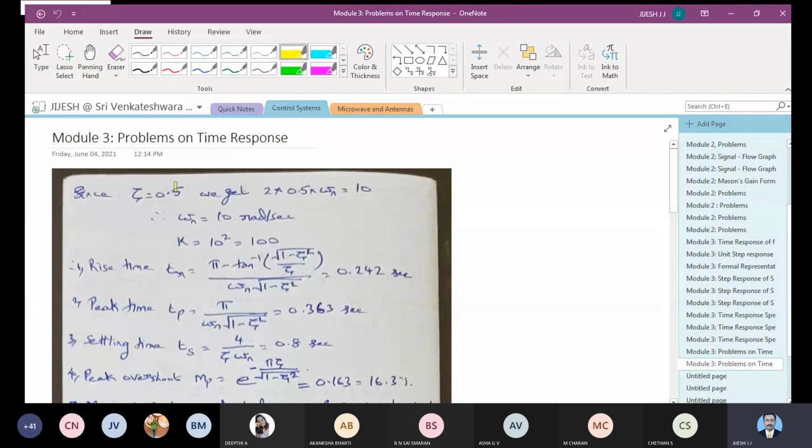So find out the rest of the things: rise time, peak time, settling time, and overshoot. You have to use the equations and check whether you are getting the answer as here. So all of you try one by one. First you find rise time.